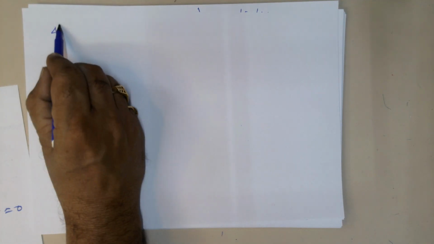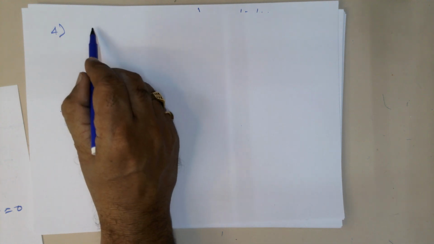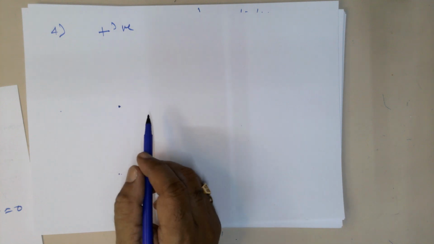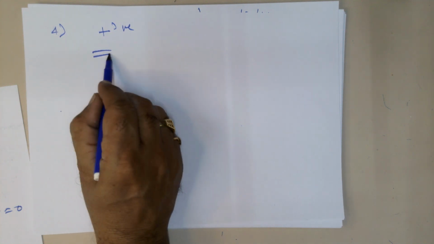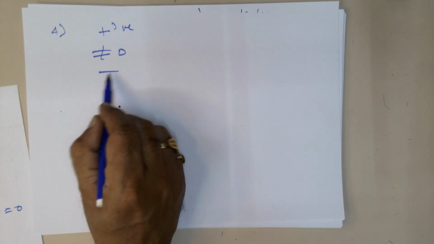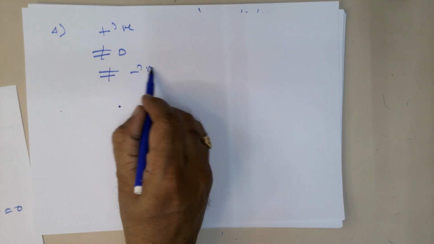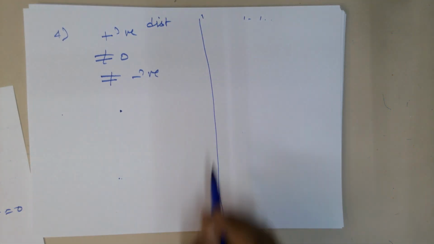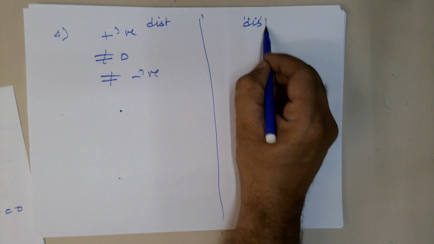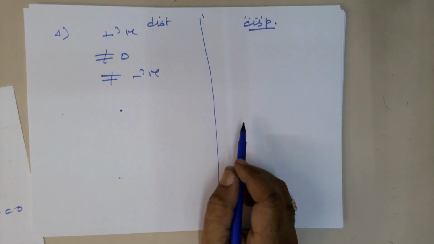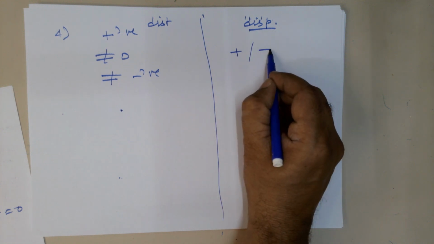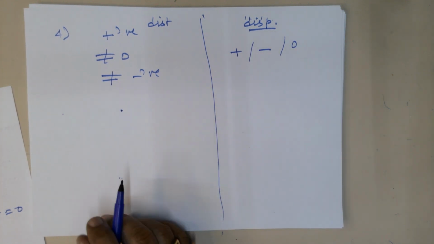Distance can be positive. It cannot be 0, not equal to 0. It cannot be negative also. Which one? The distance. Whereas displacement can be positive or negative or 0 also.